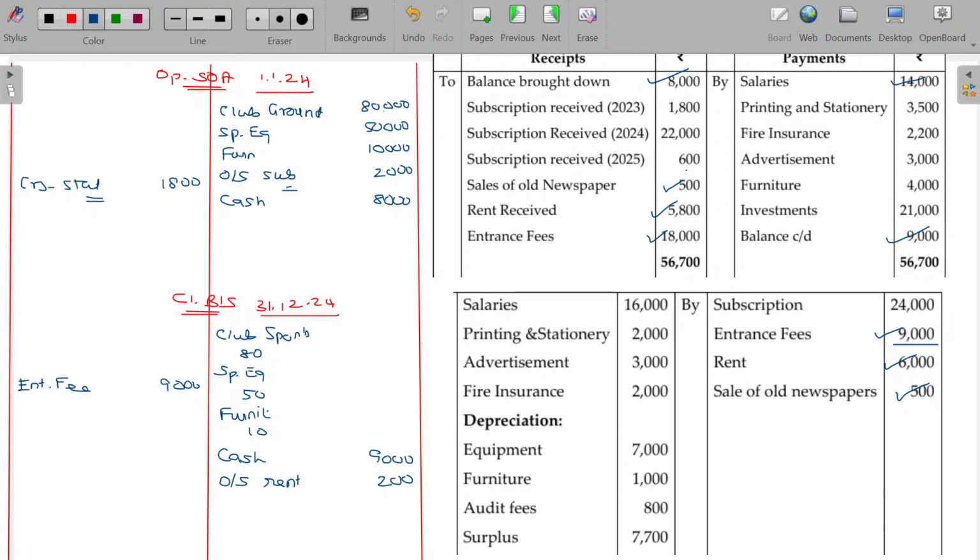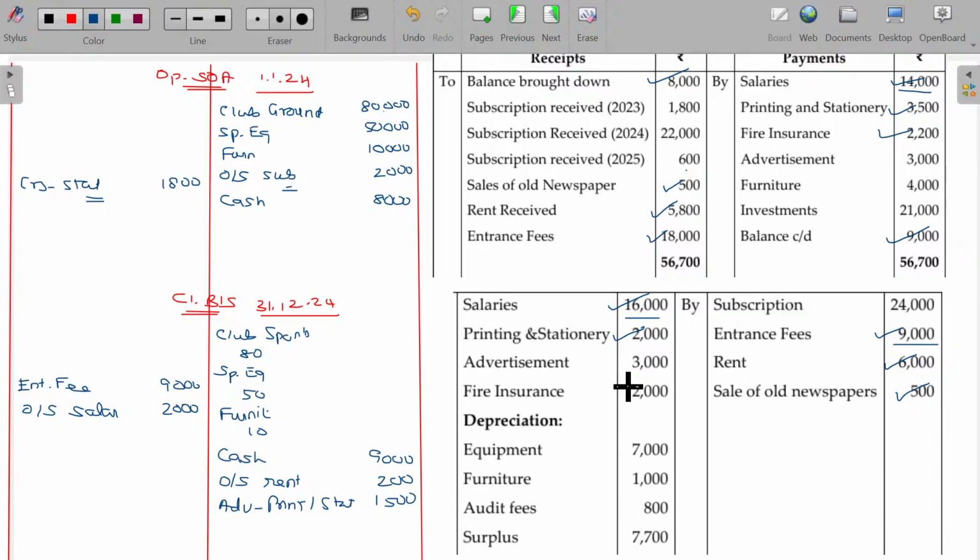Salary is 14,000 but 16,000. What does it mean? Salary payment is 14 but actual salary expense is 16. Another 2,000 remains outstanding liabilities, outstanding salaries. This value being 2,000. Printing and stationery, 3,500, 2,000. What does it mean? You have paid 1,500 advance. So asset, advance printing and stationery. This value being 1,500.